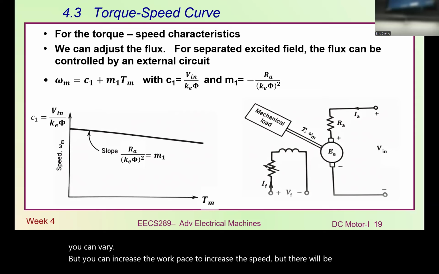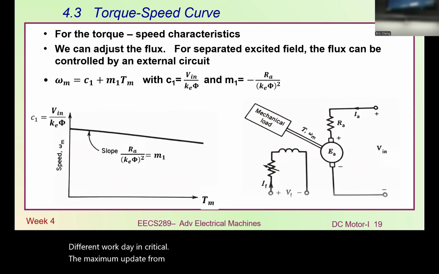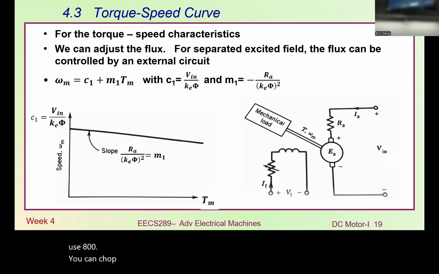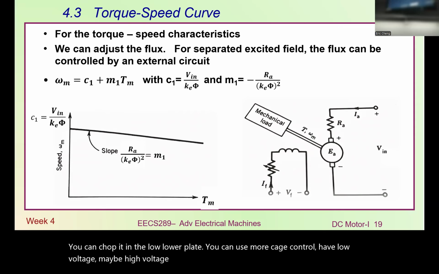Because when the voltage increases to the maximum voltage from your vehicle, maybe from your motor, from your power source, that will fix it. For instance, your electric vehicle uses 800 volt; the maximum voltage you can use is 800. You can chop it into low voltage. You can use voltage control at low voltage, maybe high voltage, but that will be an upper limit, depending on your power electronics. Once your power electronics reach that upper limit, you can't do anything further.